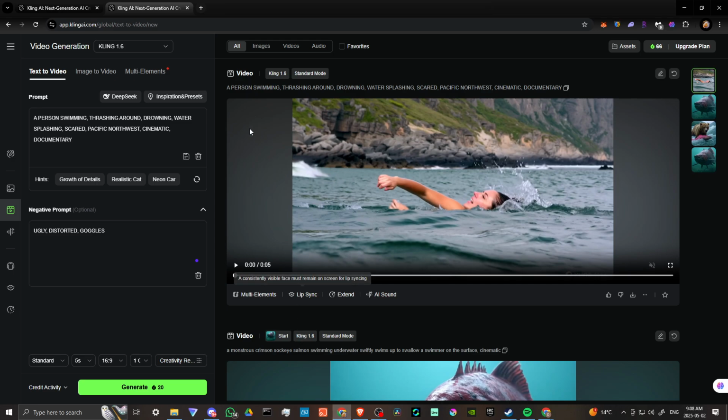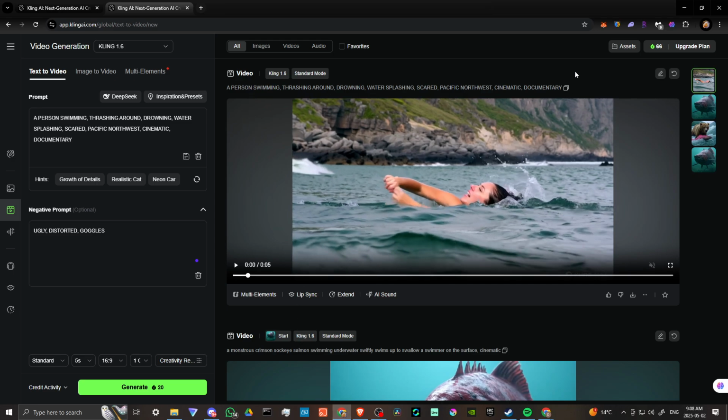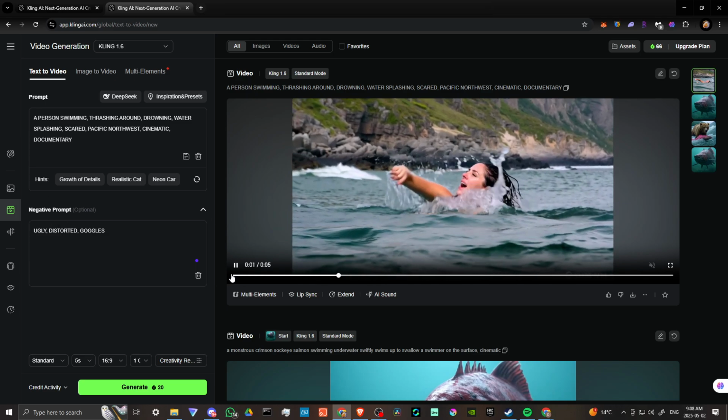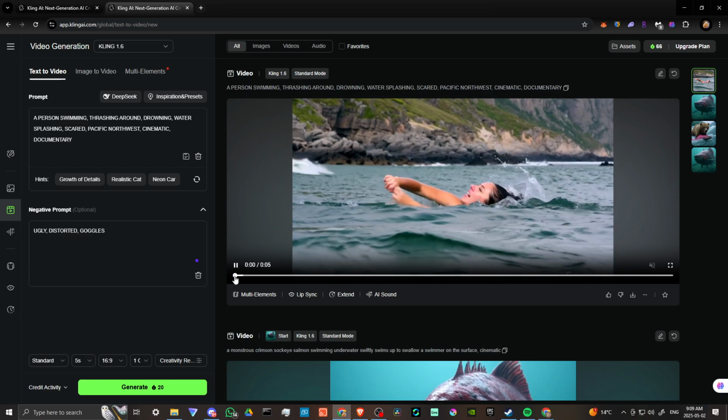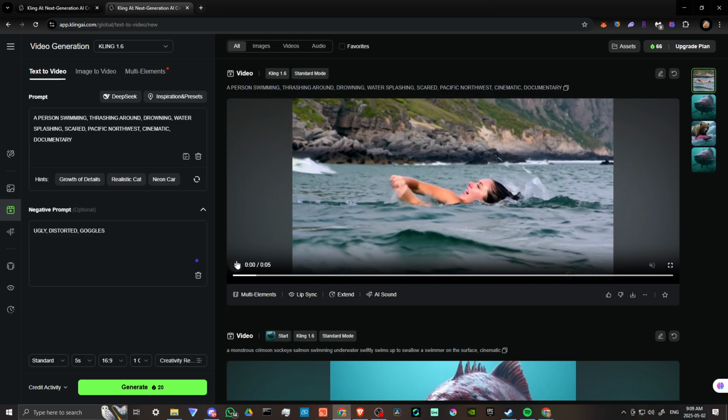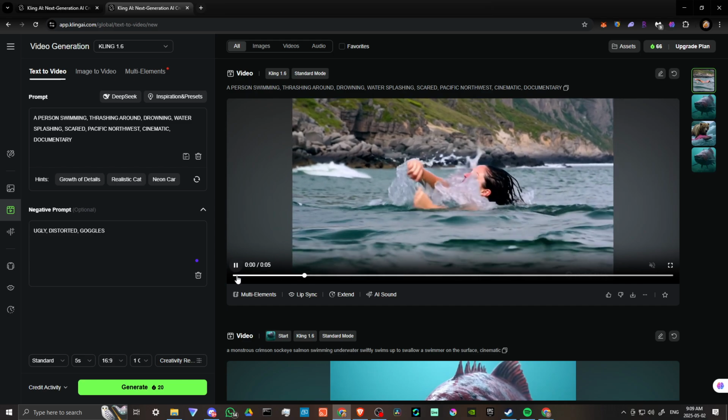a comparison. So same prompt and same negative prompt as well. This one's a bit shorter. This one's 5 seconds compared to 8 seconds, but let's go ahead and take a look. There it goes.